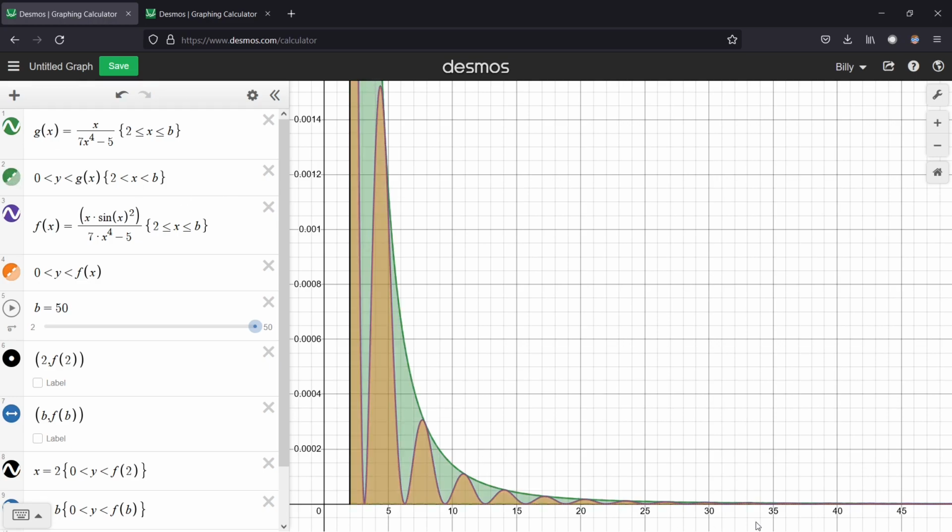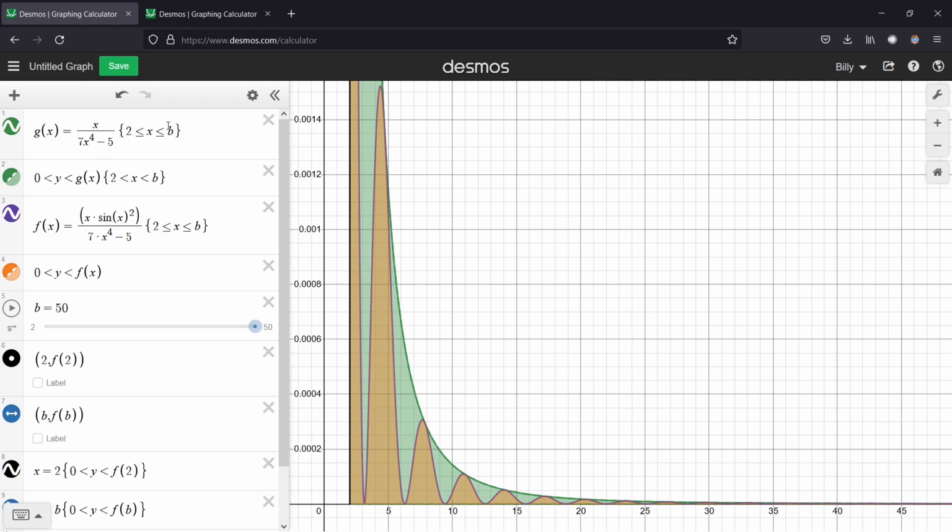And this green area right here is the easier test function. And we know that this converges, so you can go through and try to do this yourself with this different test function than the one that we used, which is x over 7x to the fourth minus 5. You can get the exact value of this definite integral, and sure enough, it's going to converge to a nice, finite value.